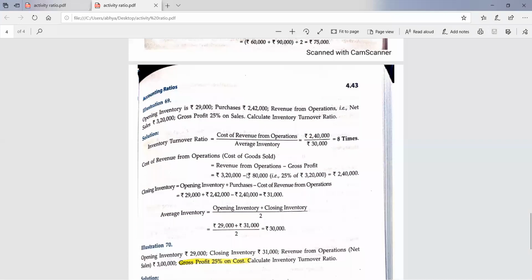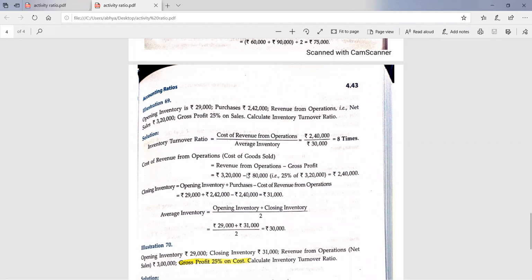Now I have highlighted one thing in this question. I'm reading the question. Opening inventory 29,000. Closing inventory 31,000. Opening and closing both inventories are given. So easily we can find out the average inventory by adding both inventories and dividing by 2. RFO is already given 3 lakh and GP is given on cost.